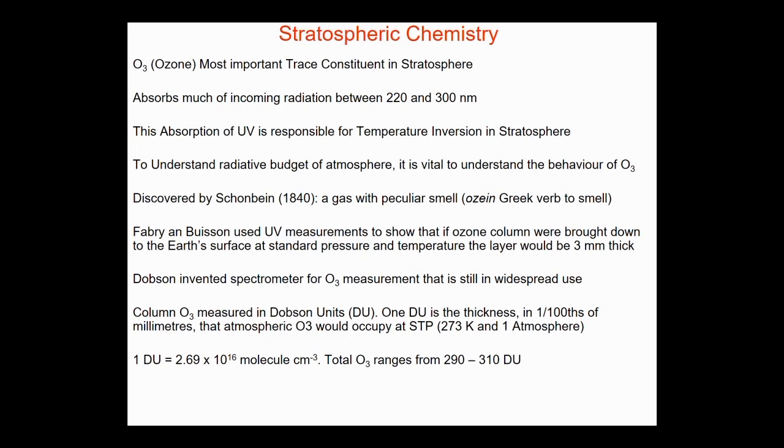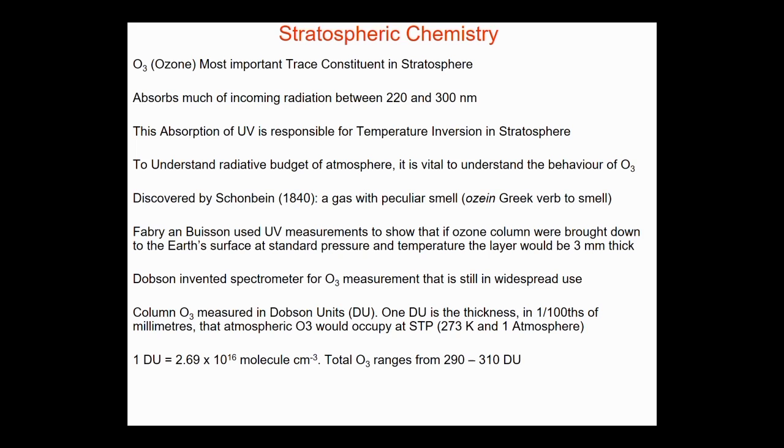Fabry was the same guy, the Fabry-Perot et al., for those that have done any physics and looked at Fabry-Perot et al. A British chemist, Dobson, invented a spectrometer for ozone measurements, and that's still in widespread use today. And it's that instrument that measured the ozone column for the first time.